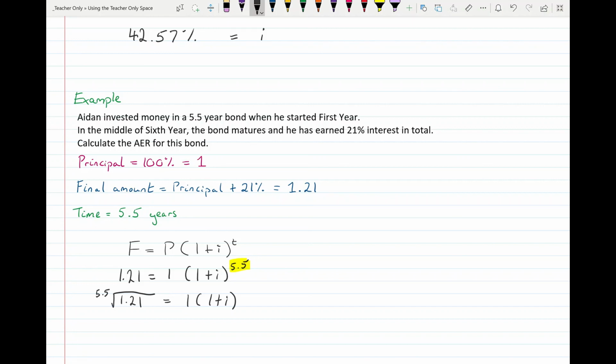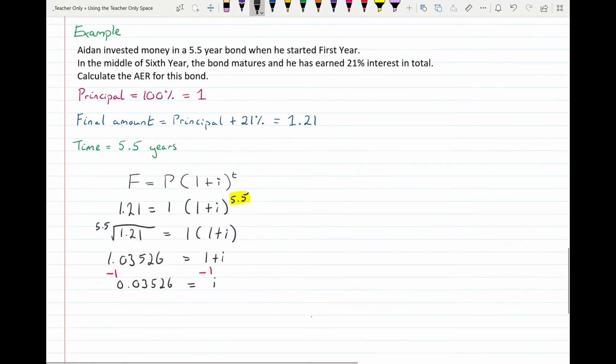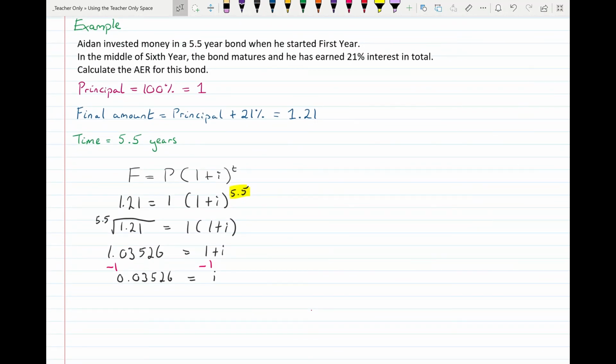This works out to be 1.03526 equals 1 plus I, just multiplying that 1 into the bracket. Want to get I on its own, so I'm going to subtract 1 from both sides, and I'm left with 0.03526 equals I, but we're asked to find the AER, so the equivalent rate, the percentage rate, so I need to multiply that decimal by 100, and it comes out to be 3.526% is his interest rate, is his AER.